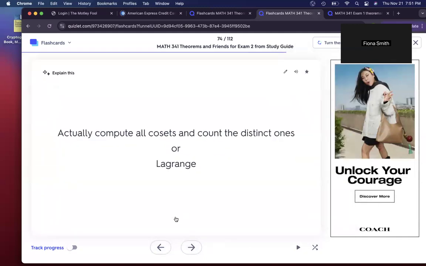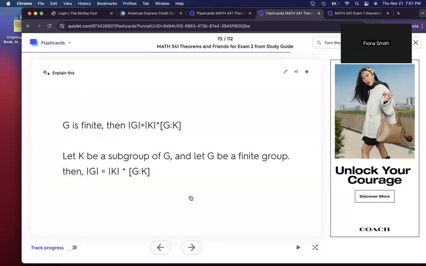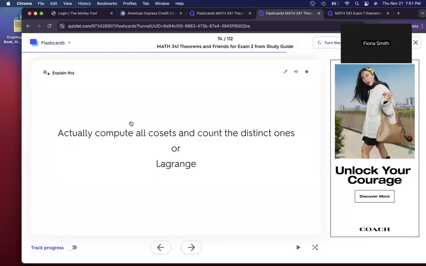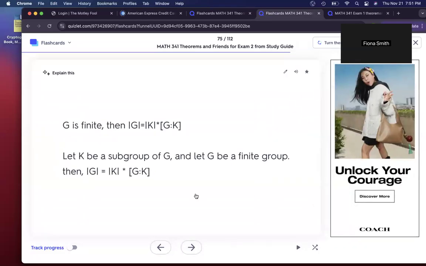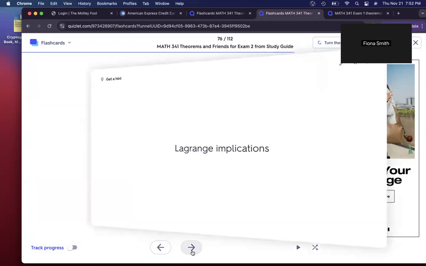How to find it? You can compute all the cosets and count the distinct ones, or you can use Lagrange's theorem, which we'll go over now. Lagrange's theorem: let K be a subgroup of G, and let G be a finite group. This only works when G is finite, so very important. If G is not finite, then you've got to do the long way. So K is a subgroup of G, G is finite, then the order of G equals order of K times the index of K in G.